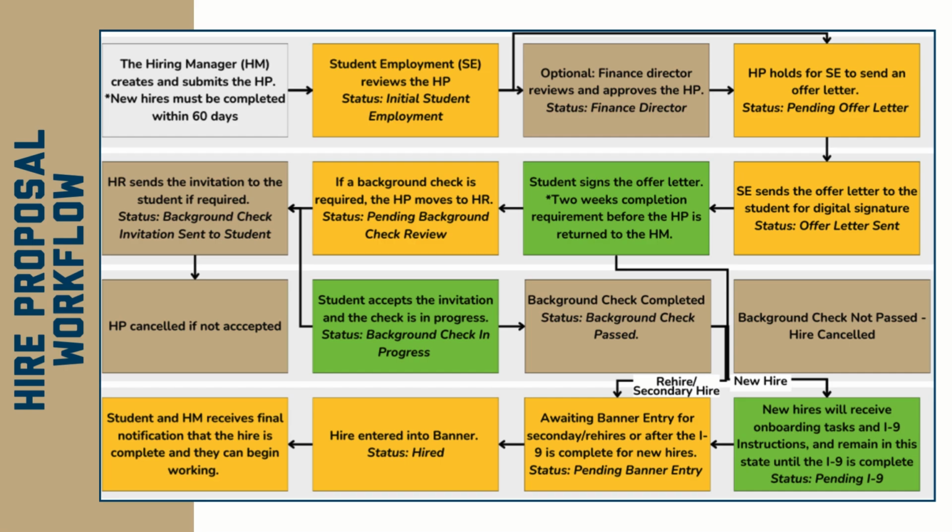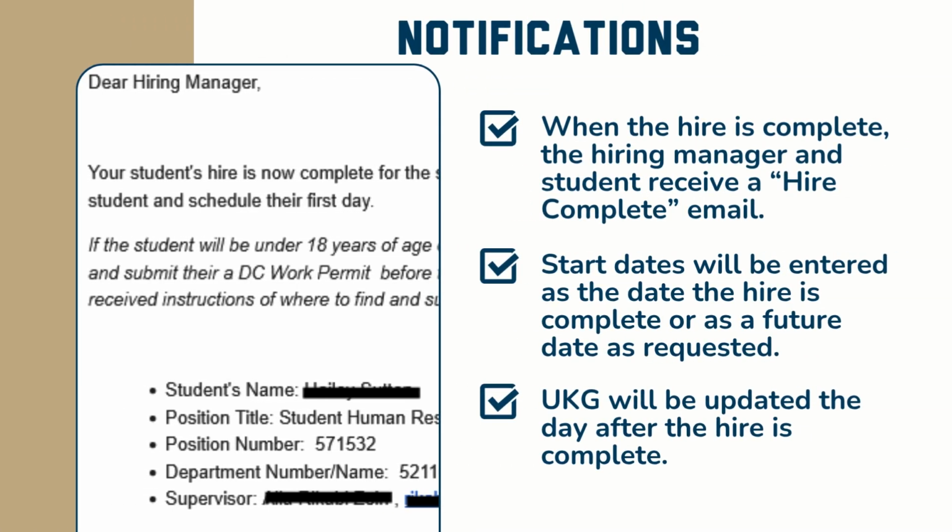The hiring managers will receive a weekly reminder email while we wait for the student to complete their I-9. Please help us encourage your new hires to finish their paperwork. We request that the student complete their I-9 within 20 days of being assigned their onboarding checklist. If the student does not complete the full hiring process within 60 days of submitting a hiring proposal request, we will need to cancel the hire and you will need to submit a new hiring proposal to reset the time limits.